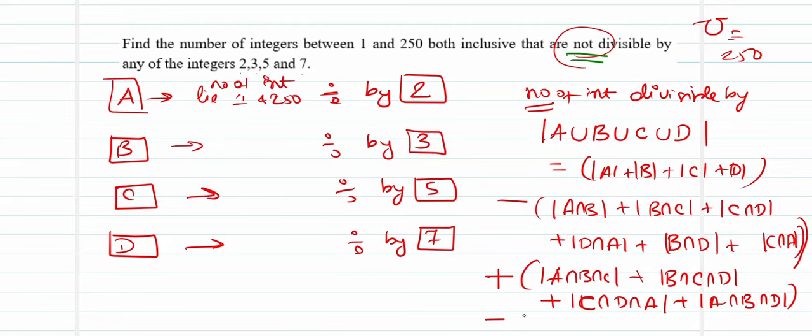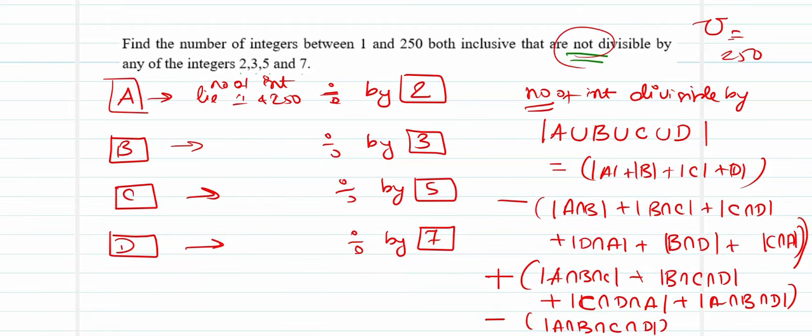Now the last one will be with a minus sign, elements taken 4 at a time. What will be the element taken 4 at a time? A intersection B intersection C intersection D. So this is how the formula of inclusion exclusion will be extended for 4 subsets A, B, C and D. Okay, so now we have the formula ready, and now what is required is the numbers for all this, that is the cardinality of it.